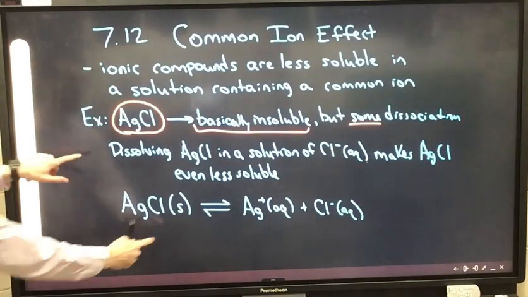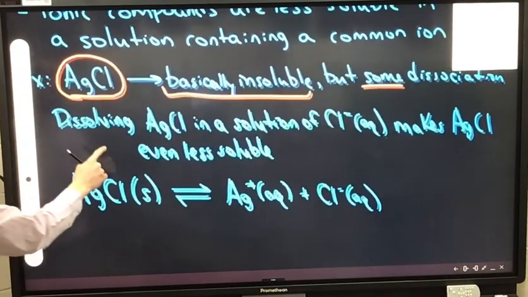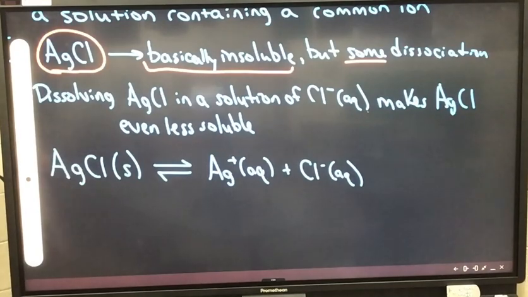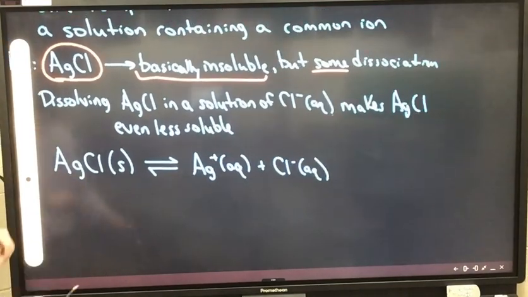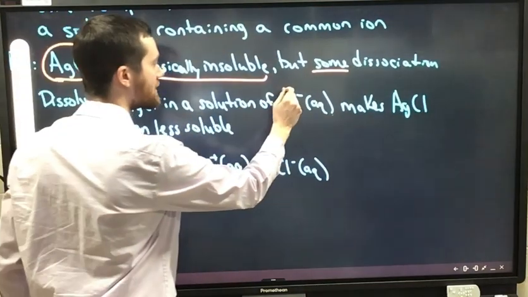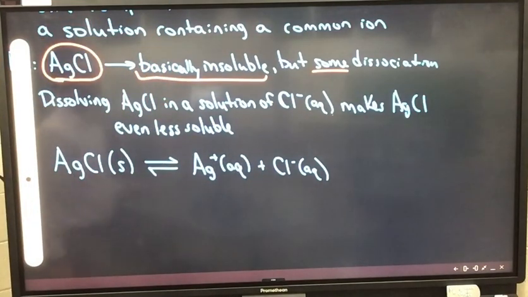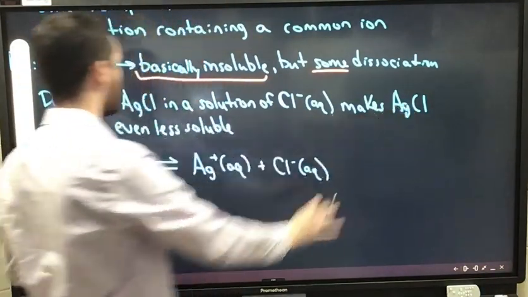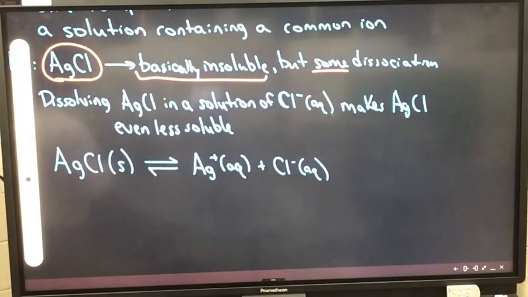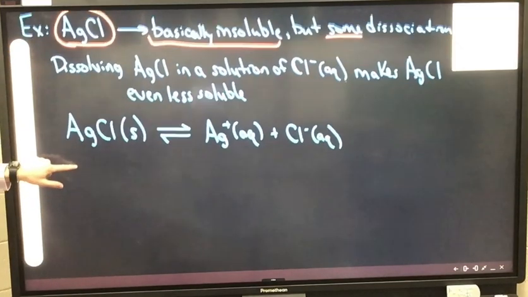However, if you were to try to dissolve some of this silver chloride into a solution that already contains some chloride ions, so there's already some chloride present in this water, that's going to make this silver chloride even less soluble than it was in the first place. And we can think about this through an equilibrium mindset here.